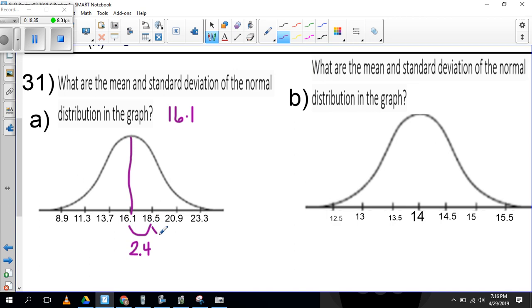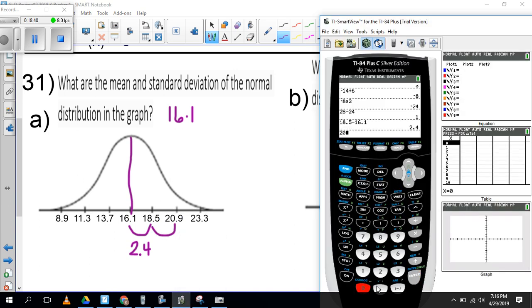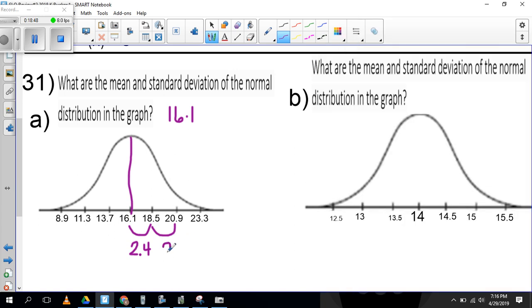We go here, and we're going to do 20.9 minus 18.5. And I get a difference of 2.4. So if you look here, my mean is 16.1. And then my standard deviation is 2.4. Okay? So I'll try B.